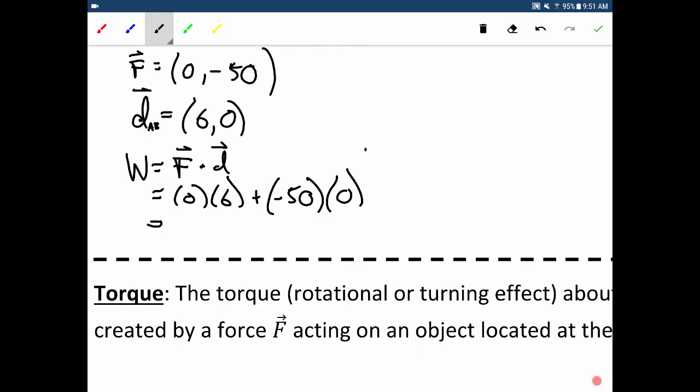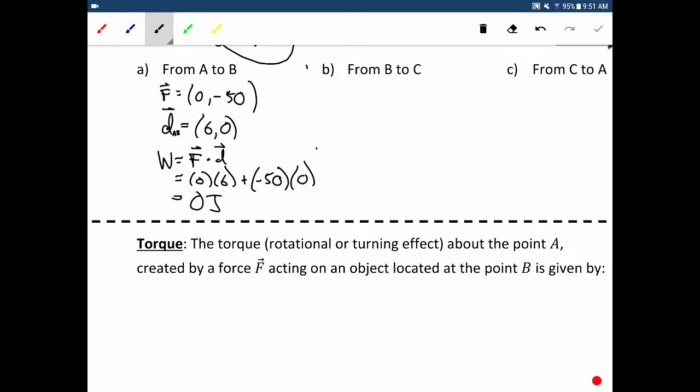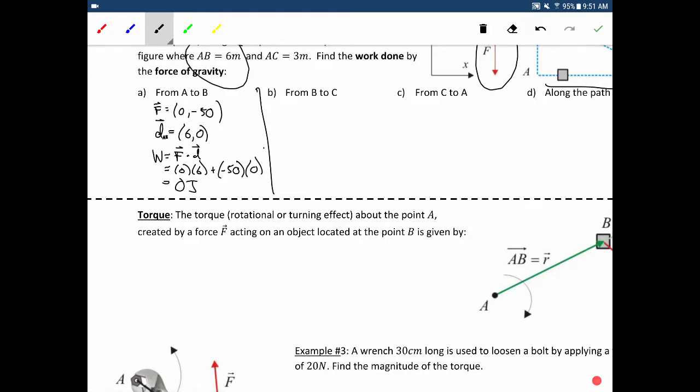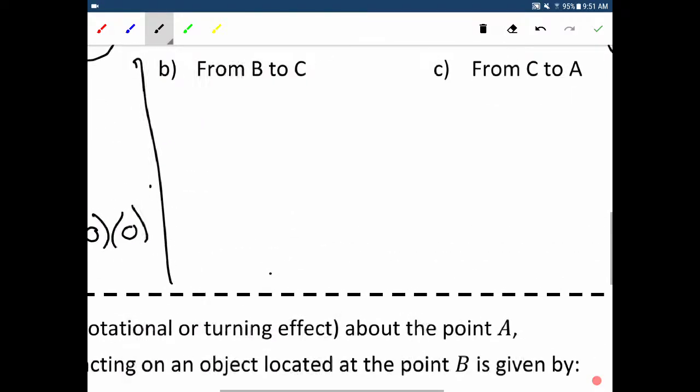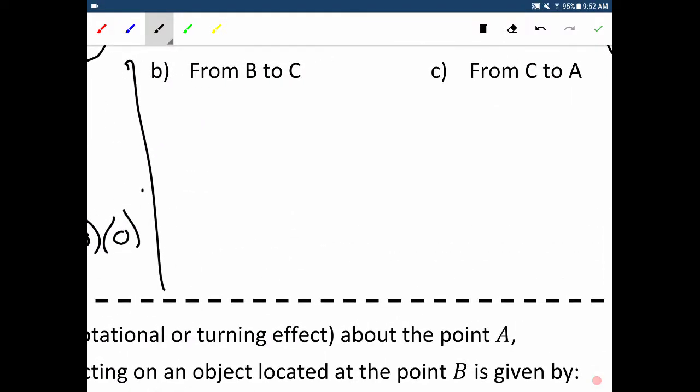And so, obviously both those equal 0, so it actually is 0 joules. Okay, so the work done by the force of gravity here is nothing. That makes sense because the force of gravity is pulling it down, so for the side to side, there isn't going to be any energy. Okay. The B to C we'll do here.